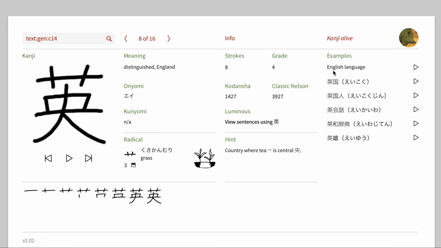So eigo, English language. Eikoku is another way to talk about Igirisu or England. Eikokujin is a British person. Eikaiwa, English conversation. Eiwa jiten is an English-Japanese dictionary. And then Eiyu is a hero.